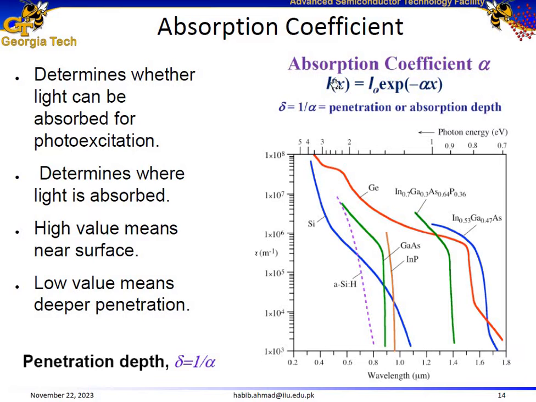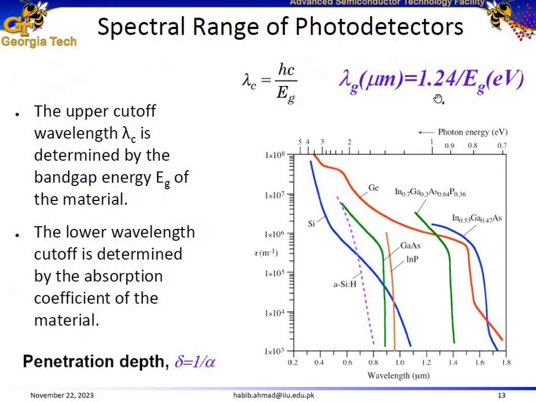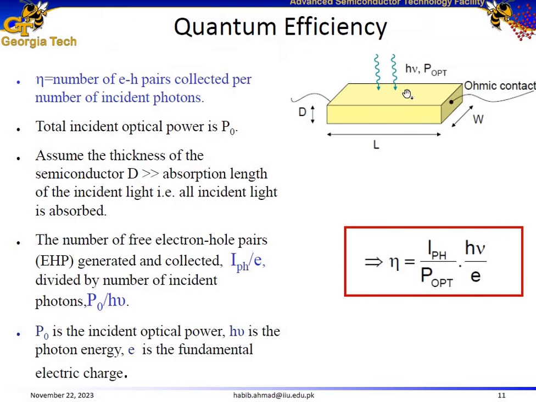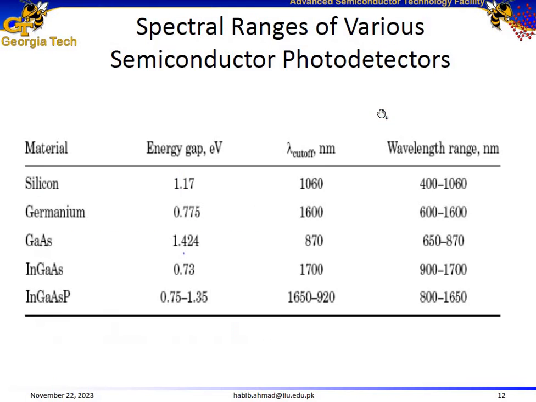Similarly, we have this expression: intensity as a function of distance is equal to intensity at the surface of the photodetector times exponential of minus alpha x, where alpha is the absorption coefficient and x represents depth. This means that the intensity of light falls exponentially as a function of distance inside the semiconductor. Going back to slide number 11 once again, it means that the intensity of light would be maximum at the surface, but it falls off exponentially as a function of depth inside the photodetector.